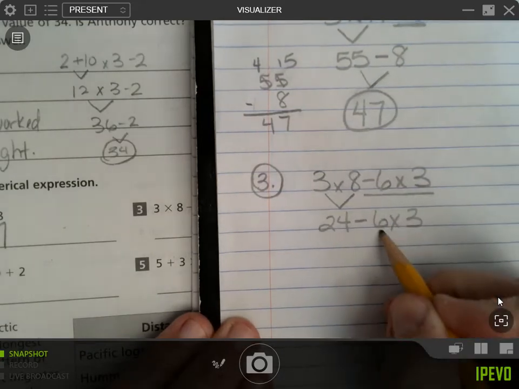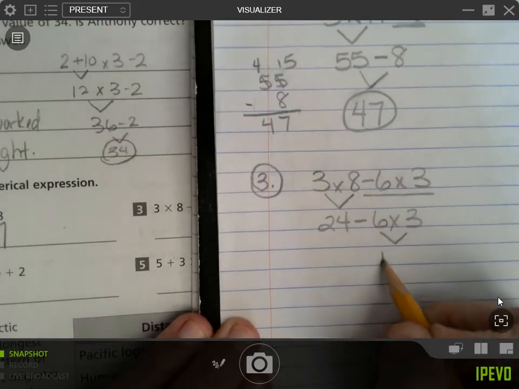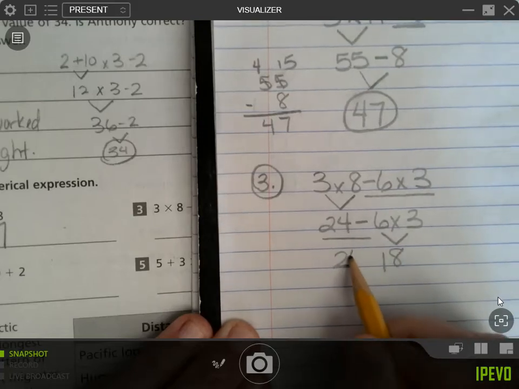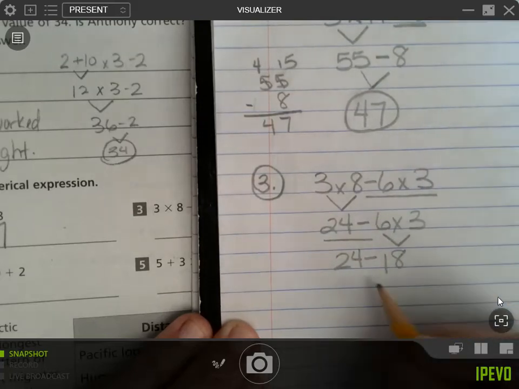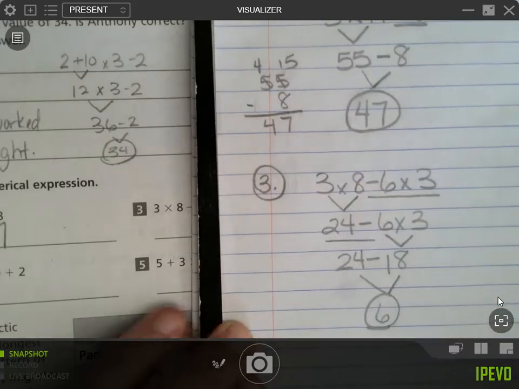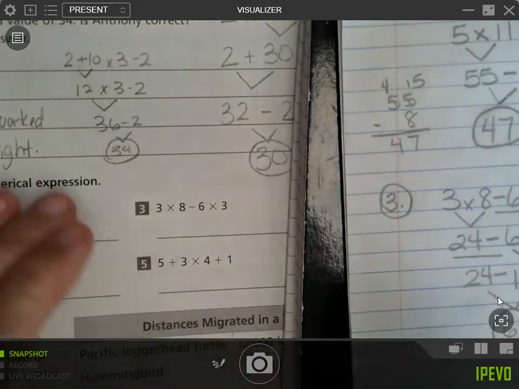I still have some multiplying here. 6 times 3 equals 18. I need to bring down this 24 minus. 24 minus 18 is going to give us a gold medal of 6. All right.